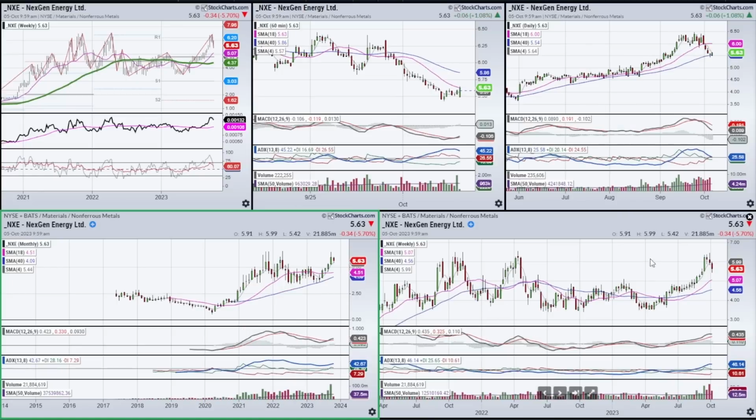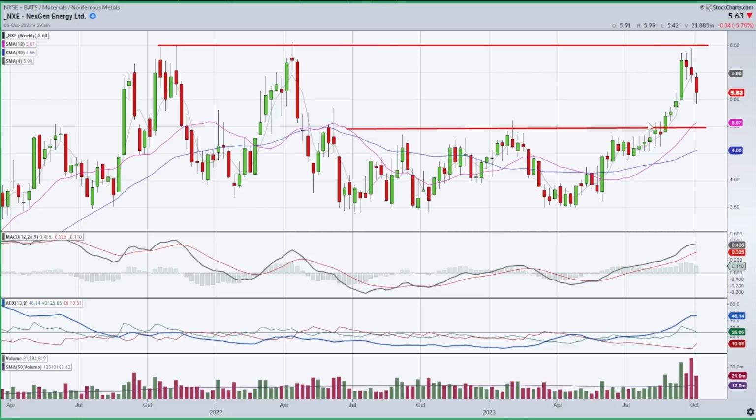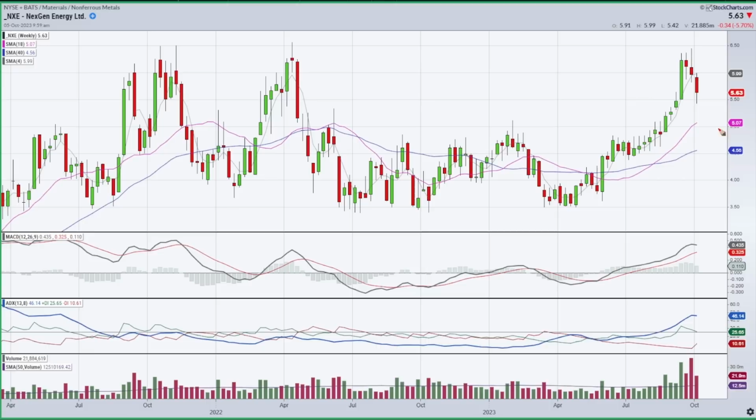Okay, NXE. So this looks exactly like the uranium. Basically, most of the uranium stocks look like this. Really beautiful pattern, long-term pattern. And this is the breakout, all right? This is the breakout here. I wouldn't consider this the breakout, all right? This, to me, was the breakout area of this consolidation pattern. Breakout, look at the volume pattern, look at the ADX, look at the MACD, everything confirming.